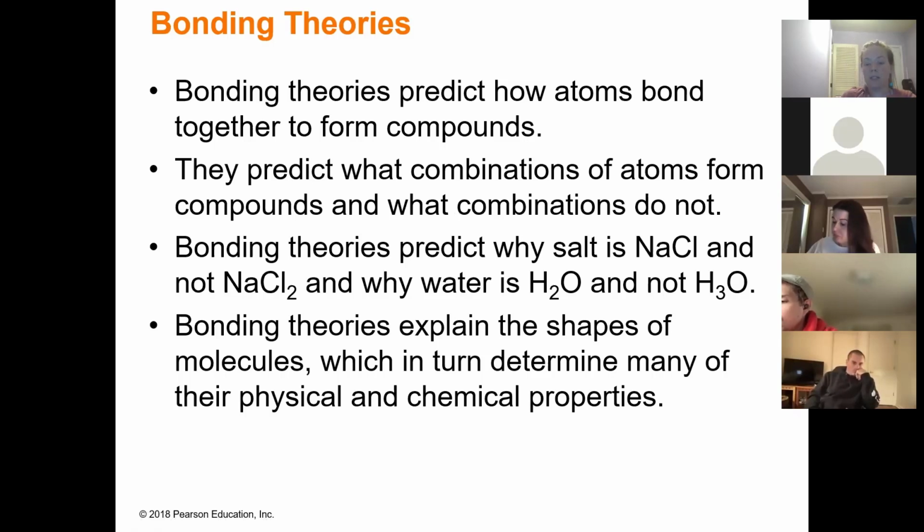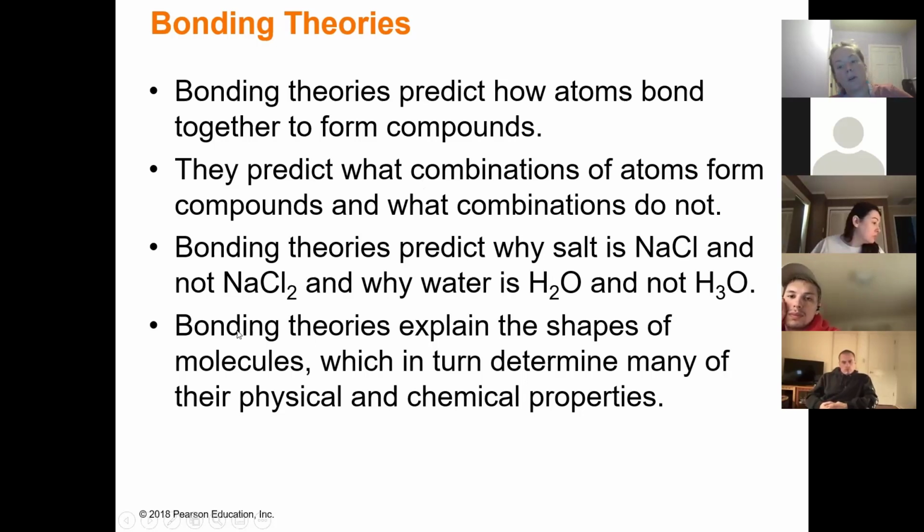Bonding theory helps us to predict why salt is NaCl and not NaCl2. We already know that from the flip-flopping with the charge neutrality. You can also prove it with these bonding theories, but I think the bonding theories are in general more useful for non-metal stuff, like H2O, anything where you have two non-metals combined. So why is water H2O and not H3O? What are the properties of H2O?